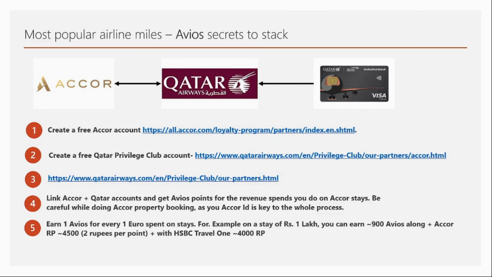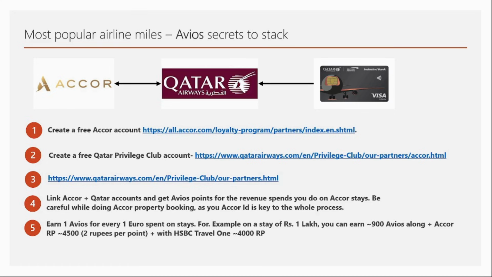Again, it is just an estimate on this because the hotel category can give you a higher. So suppose you are in premium Accor stays like Raffles or Fairmont brands, you will get higher reward points on those spends. But if you're staying on Ibis, you won't get the higher reward points. So that's also a factor. That's why I have always written almost, right? It's not accurate enough. But just to give you an example, with 1 lakh stay, you get 900 free Avios points. So you can accumulate it alongside the Accor points and your credit card points as well.